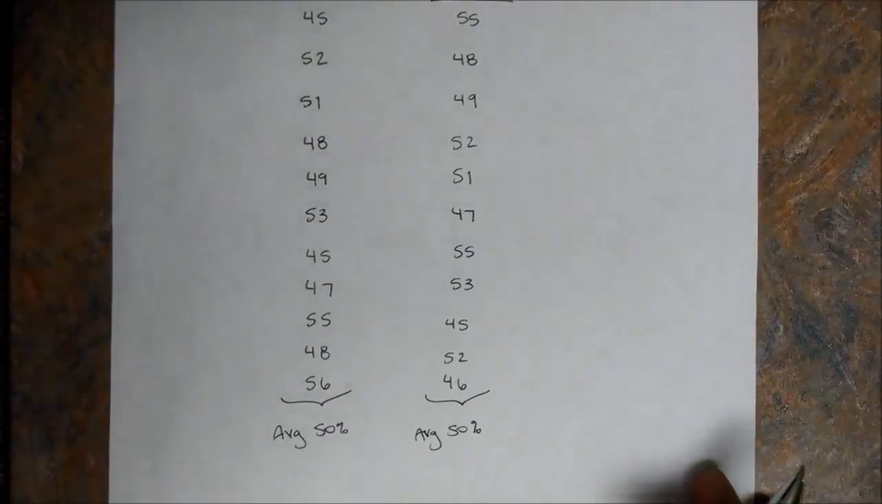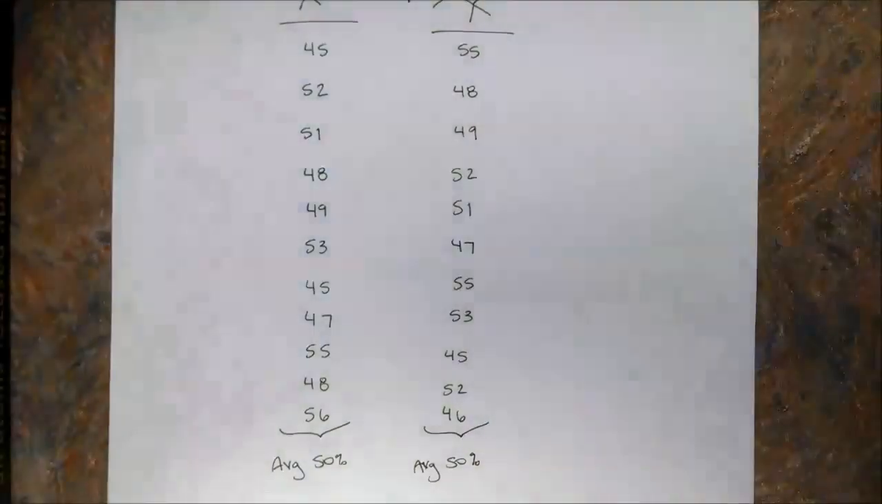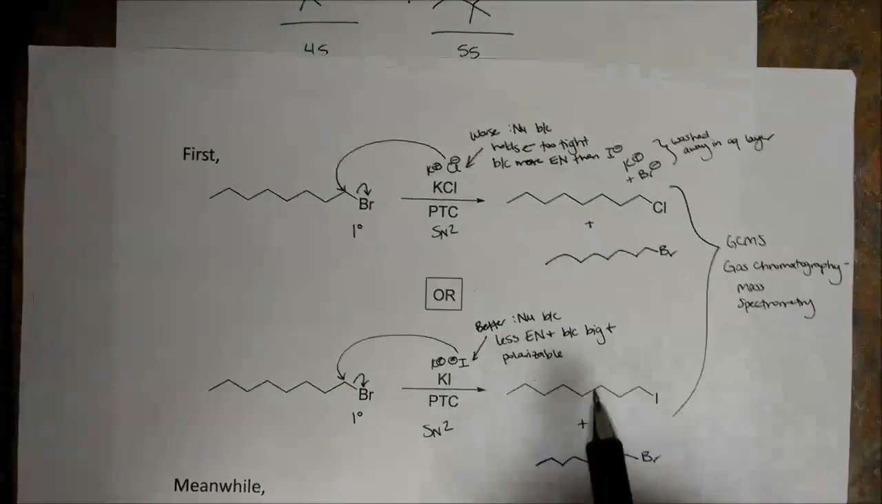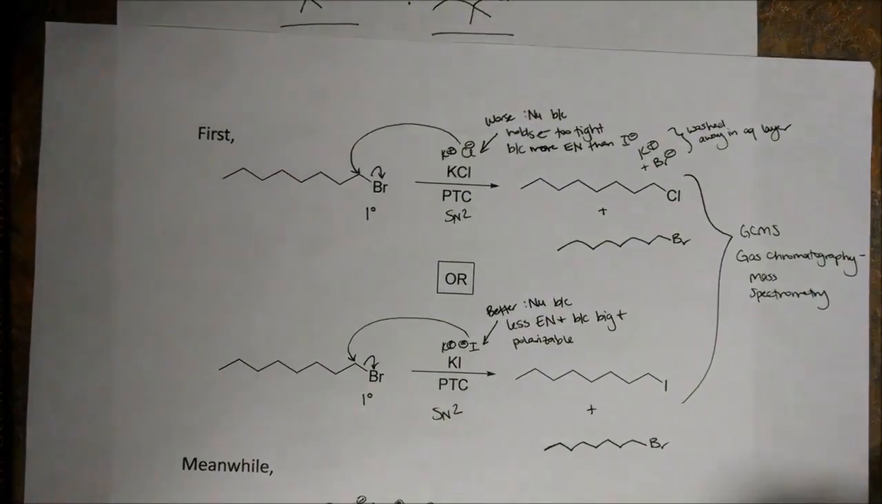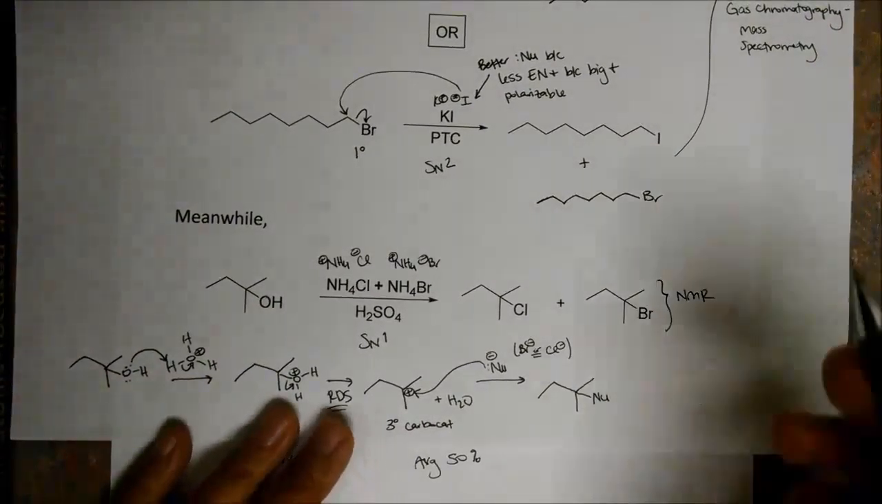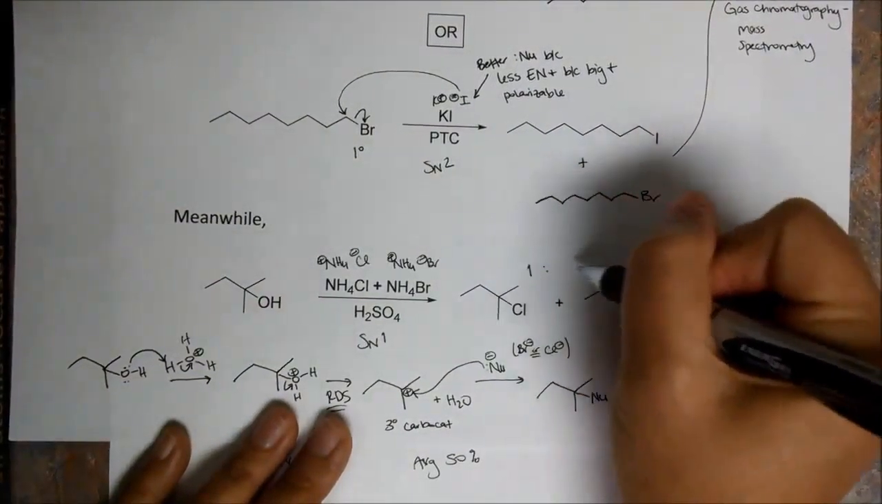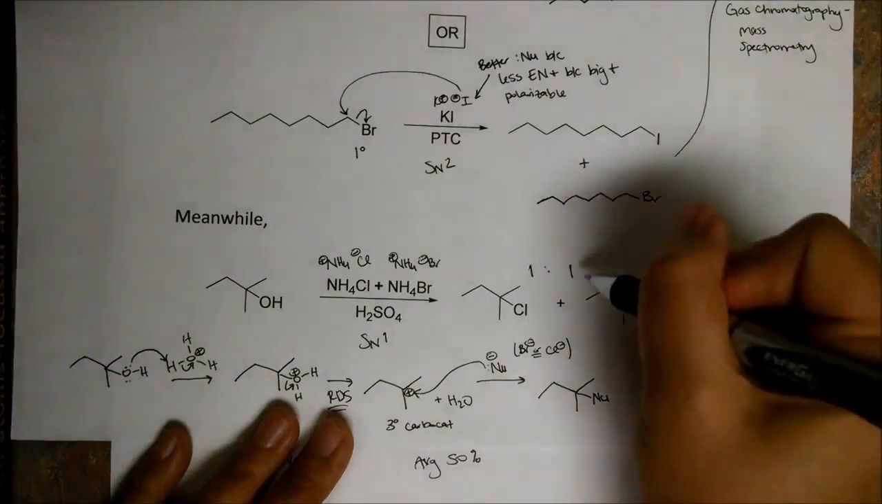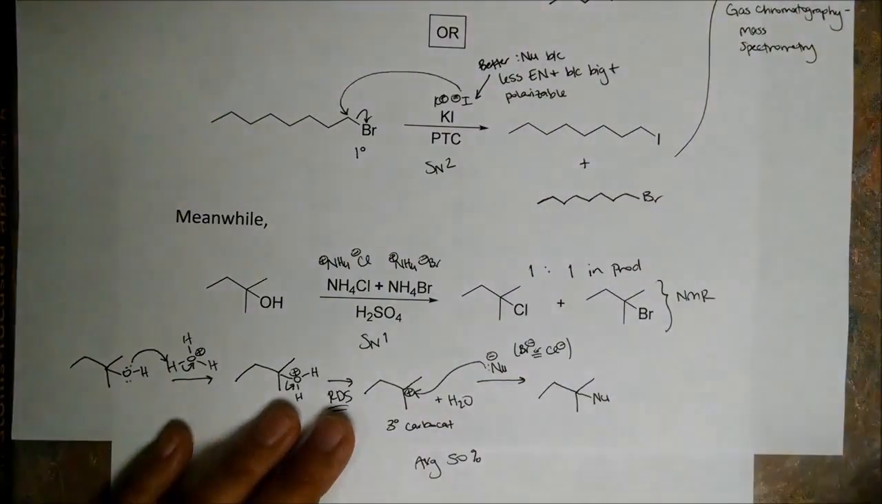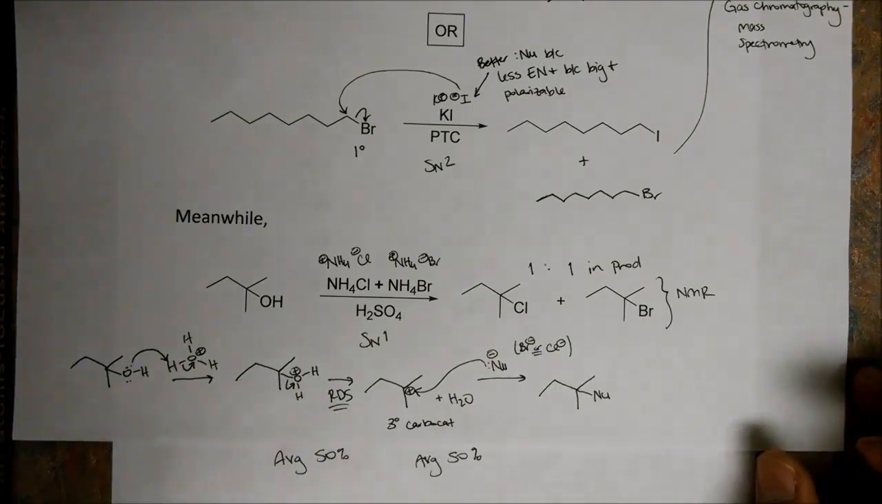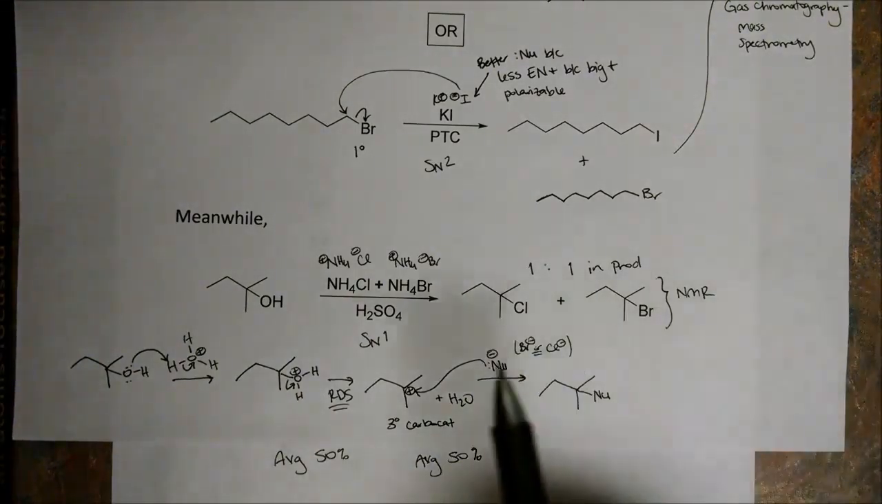And so this is interesting, right? Because before we did not get a 1-to-1 ratio. Before we got a lot more iodide instead of the chloride product. But here we get about a 1-to-1 ratio. Everybody did. 1-to-1 ratio in products. So why? Why? Because again, what's different here?